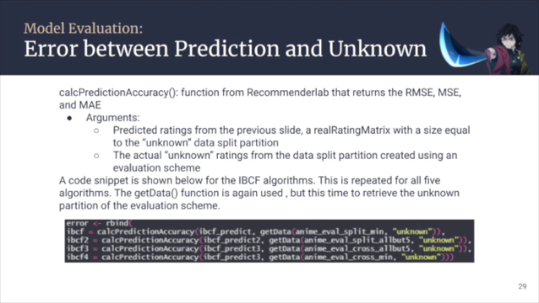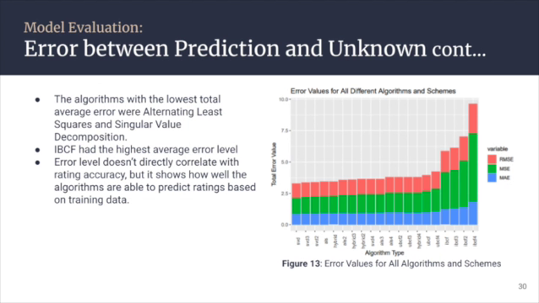Once again, the getData function is used, but this time it retrieves the unknown partition of the evaluation scheme. The algorithms with the lowest total average error were the alternating least squares algorithm and the singular value decomposition algorithm. This means they predicted the closest to the withheld ratings. However, error level doesn't directly correlate with rating accuracy in the grand scheme of things, but it shows how well the algorithms are able to predict ratings based on trained data.